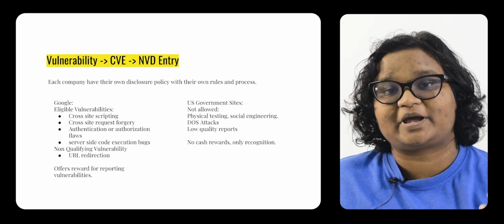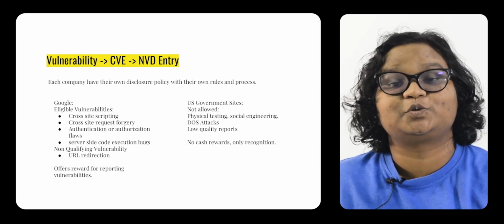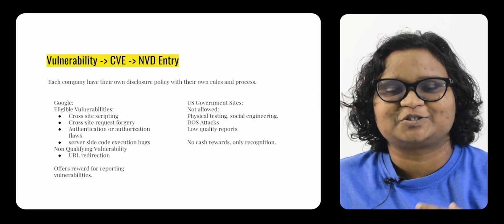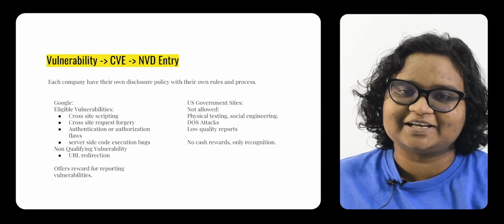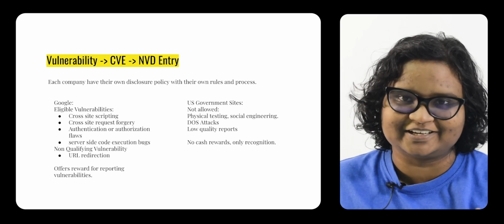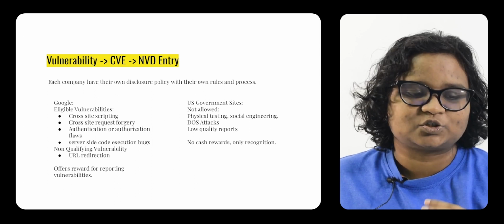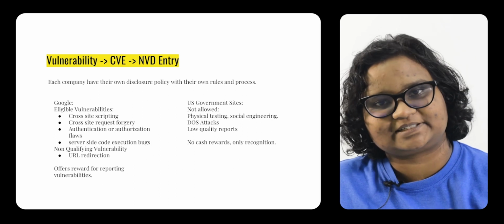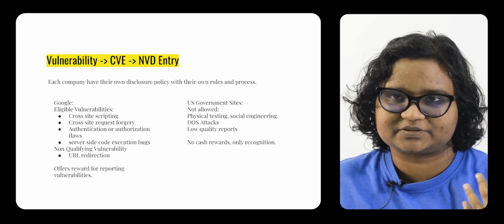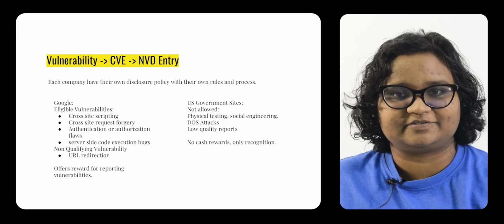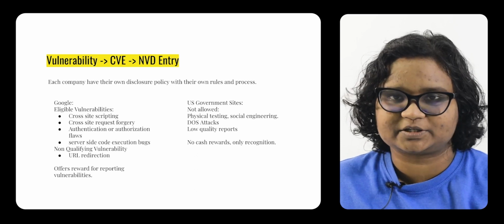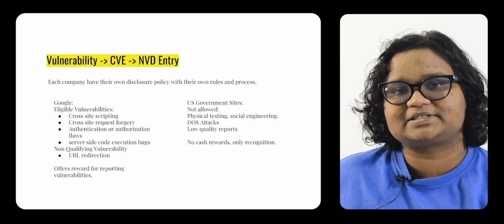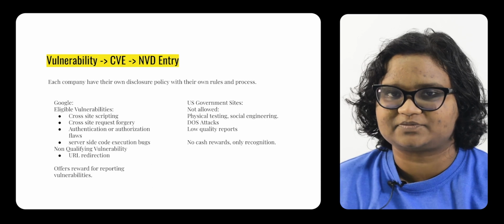It can range from anywhere from $100 to $31,000. So if you found a really, really good bug, they will pay you for reporting it and not exploiting it. There are eligible vulnerabilities from Google, such as cross-site scripting, cross-site request forgery, or server-side code execution, but they have also listed things that they don't consider as vulnerabilities.